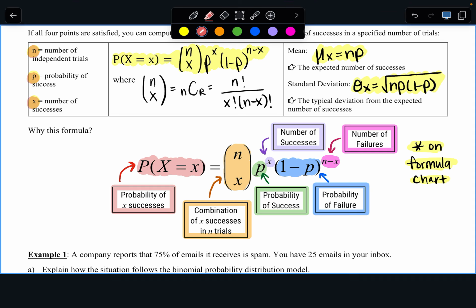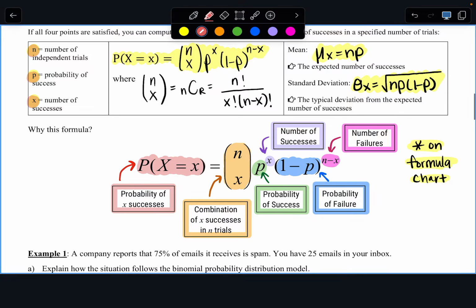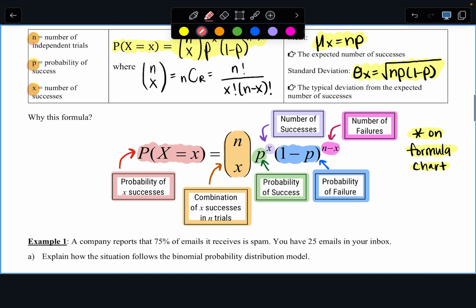Now, how this formula works is you specifically want a number of successes. And so what you do is you think of all the combinations.